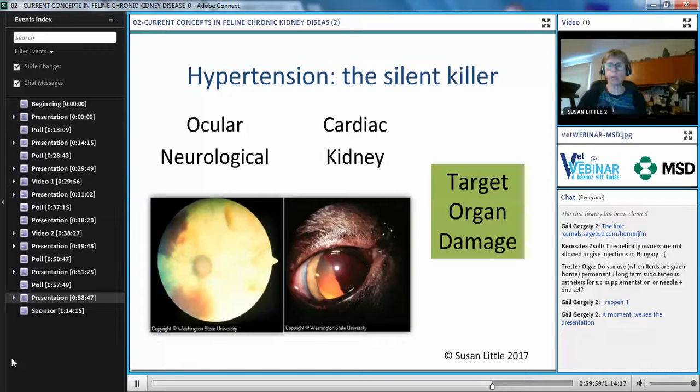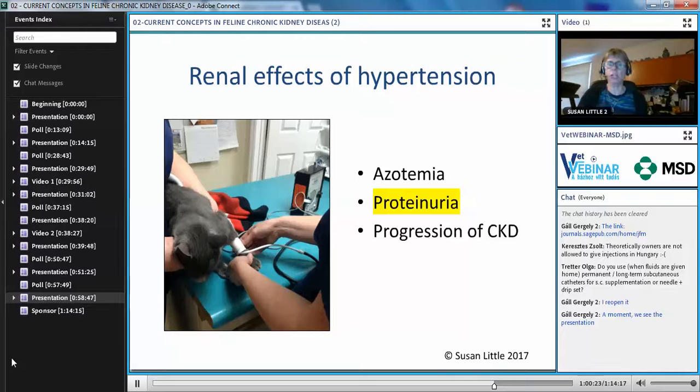More importantly, what we're worried about is problems within the eyes. So we can see retinal bleeding, we can see hemorrhage in the anterior chamber, we can get retinal detachment, and of course loss of vision. We can get neurologic signs such as ataxia, circling, head tilt, maybe even seizures. And the high blood pressure causes progression of kidney disease. So there's lots of reasons why we want to control high blood pressure in our patients.